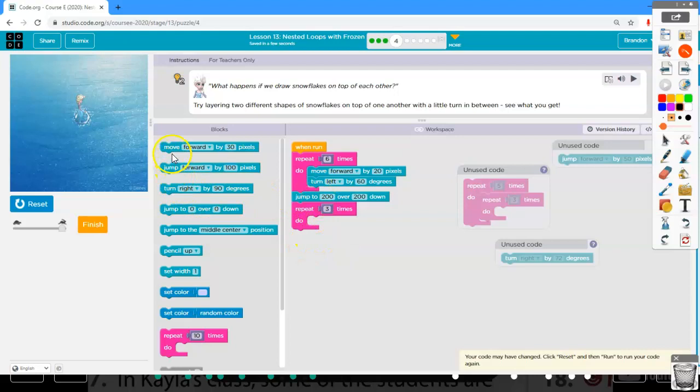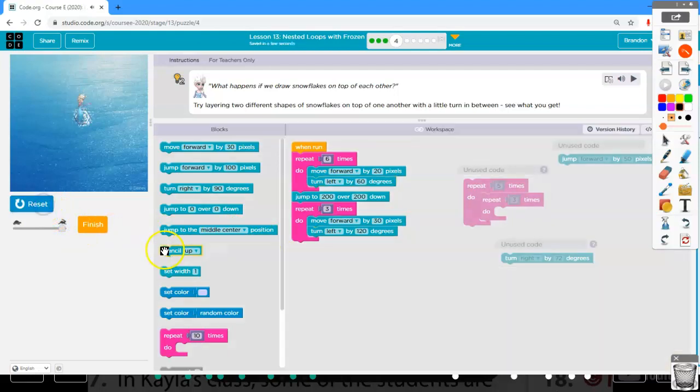And so what do we need to do? Well, we need the person to move forward. And we'll leave it at 30. We'll see how that looks. And then we need to turn. Remember, a triangle is 360 divided by 3, which we've done many times. It's going to be 120. So we're going to turn left 120. And then let's see what it looks like.